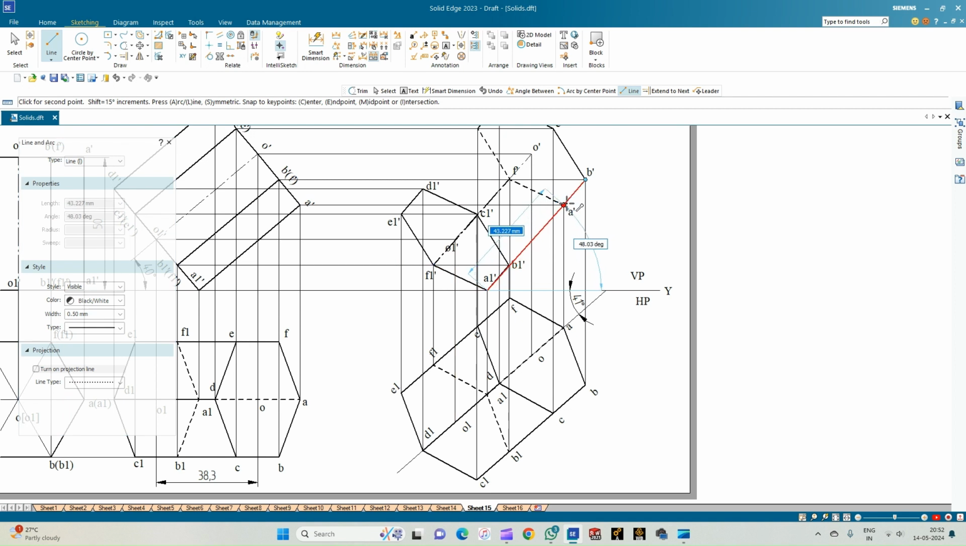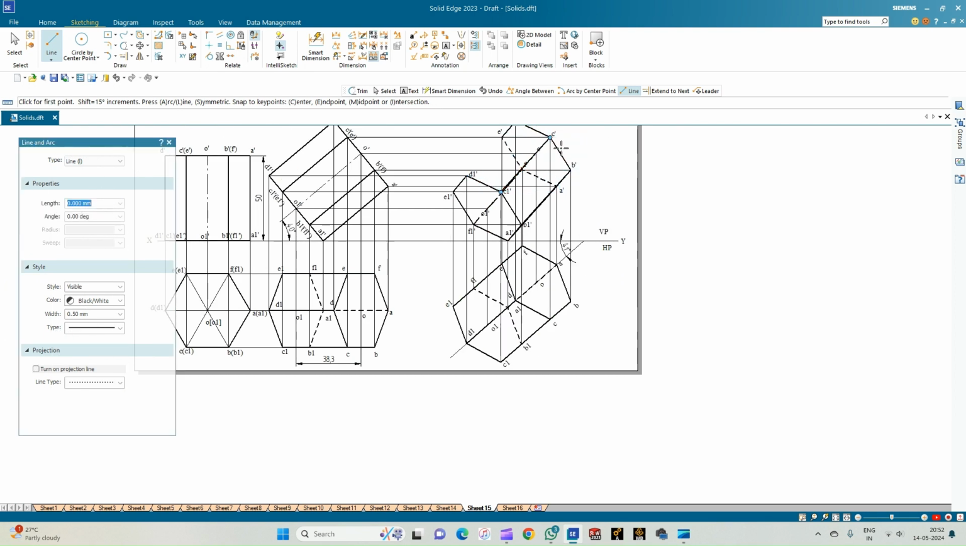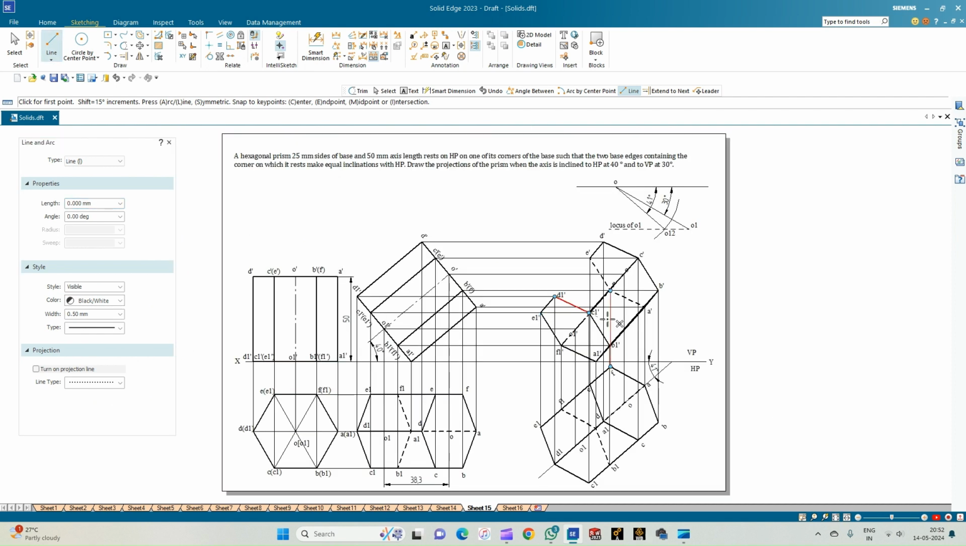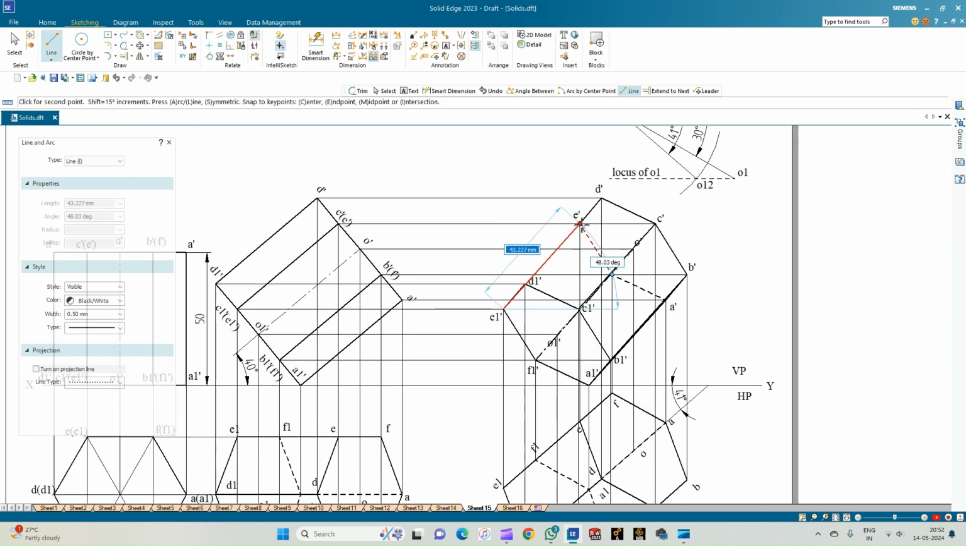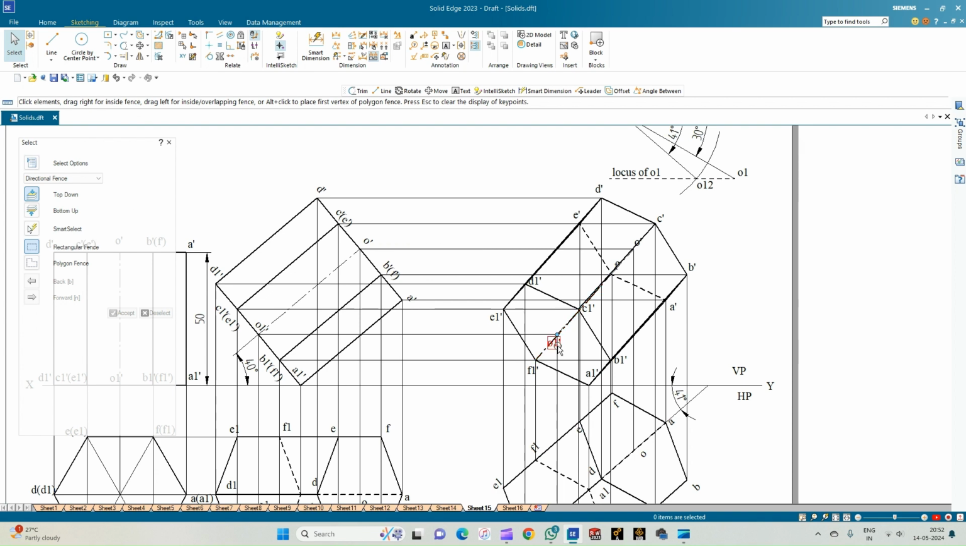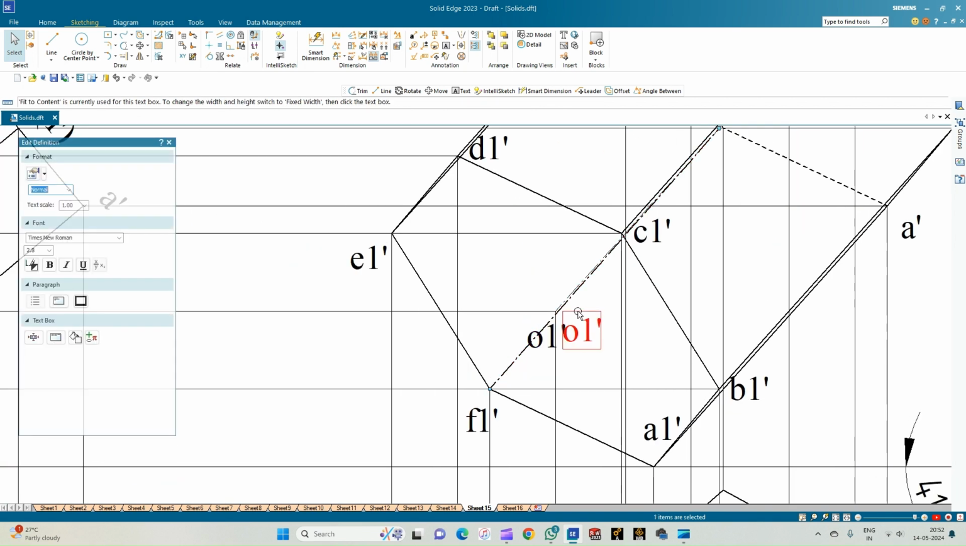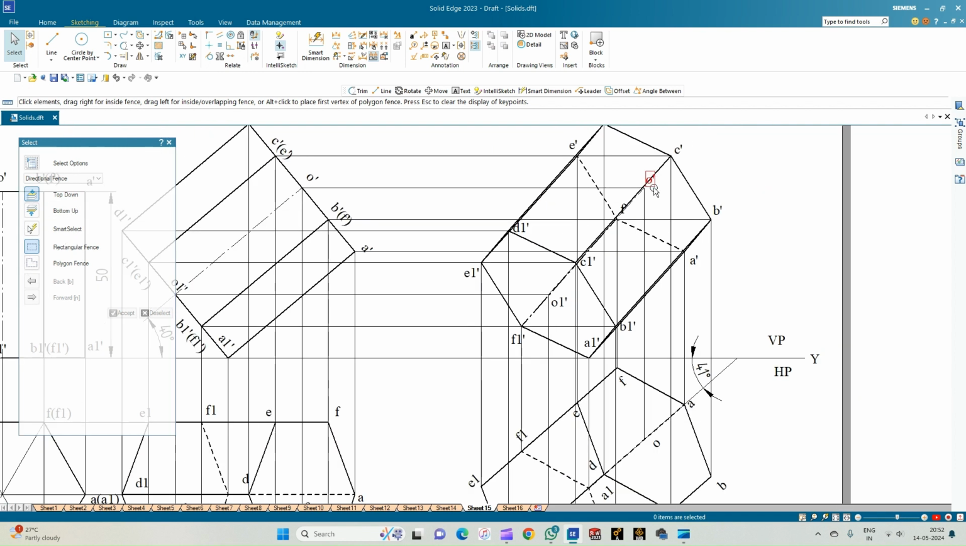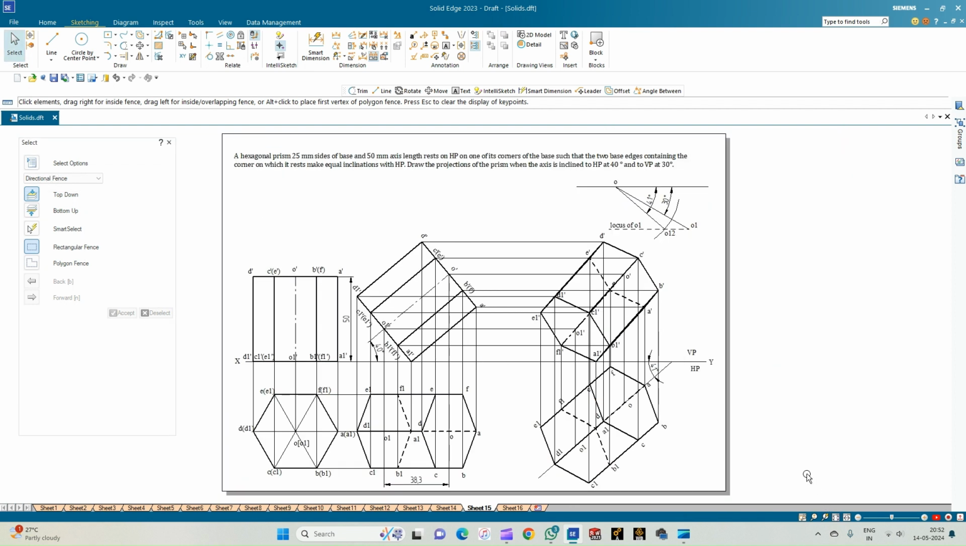So from A to A1, similarly B to B1, it will almost overlap, and then from corner C to C1, and then from E1 to E, and then D1 to D. So all those edges will overlap. So this is the front view of the hexagonal prism with its axis inclined at an angle of 30 degrees but appears to be inclined at an angle of 41 degrees to the VP. So with this, we can complete the construction of the solution for the given problem statement.